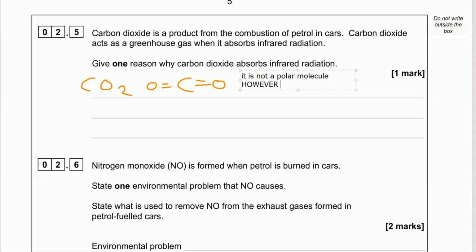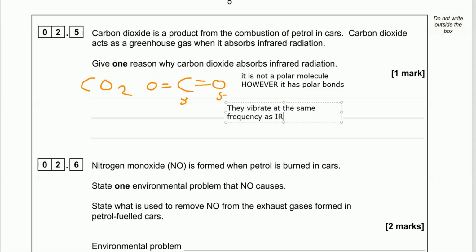Normally with a non-polar bond, you don't get so much infrared radiation absorbed. However, although it's a non-polar molecule because it's symmetrical, it does have a polar bond. So it has a delta positive carbon and a delta negative oxygen. And so they're going to absorb infrared radiation. And the reason why they absorb infrared radiation is because it's a polar bond, 1 mark, and therefore it vibrates, 2 marks. And even better if you say it vibrates at the same frequency as infrared radiation, which is why it can absorb infrared radiation.